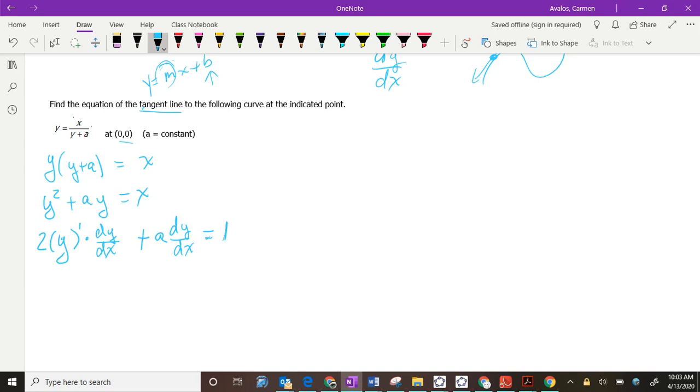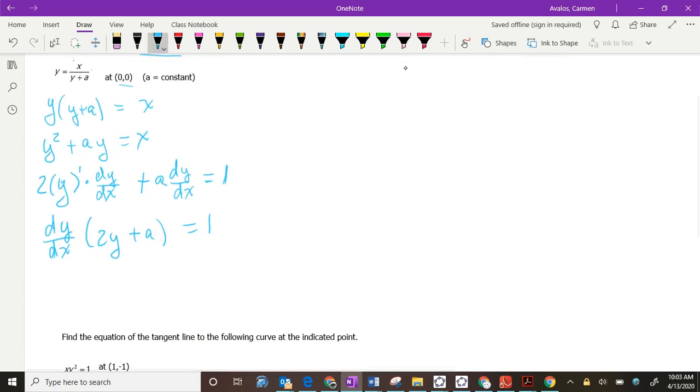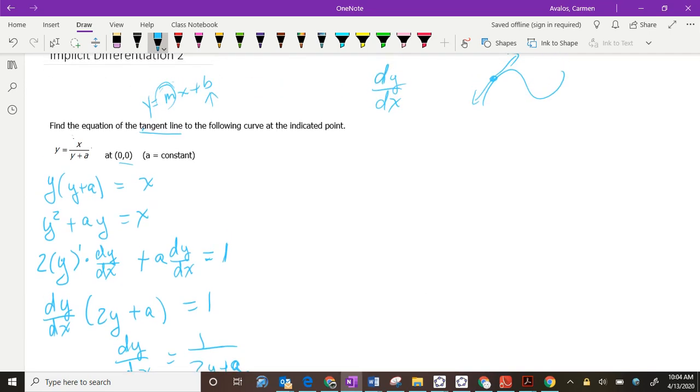Okay, so now we have the derivative, but we need to actually get dy/dx by itself. We factor that out, and we get dy/dx times (2y plus a) equals 1. When you work this out, you get dy/dx equal to 1 over 2y plus a. And so this here is your derivative. Now I need to use that information, because we want it at 0, 0, so at the origin.